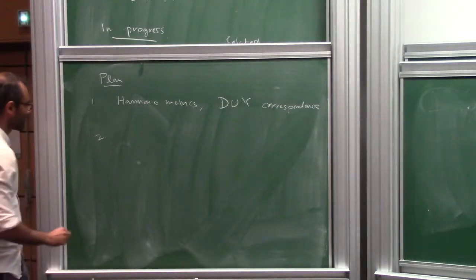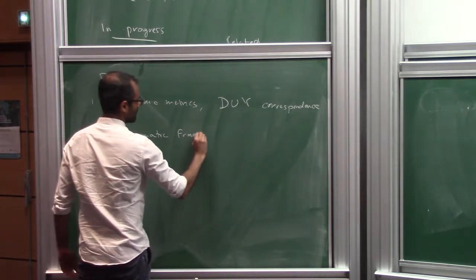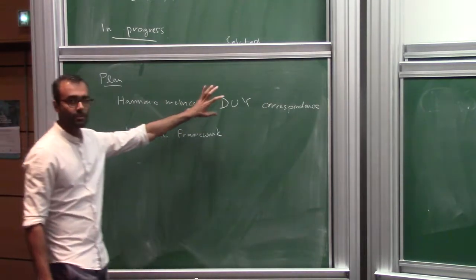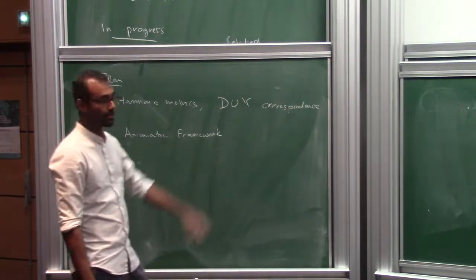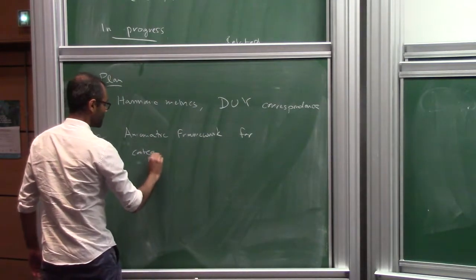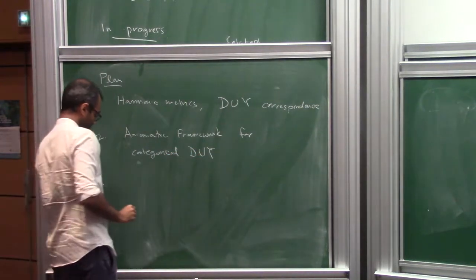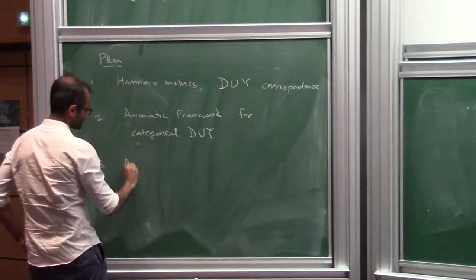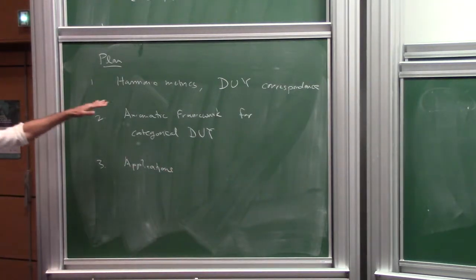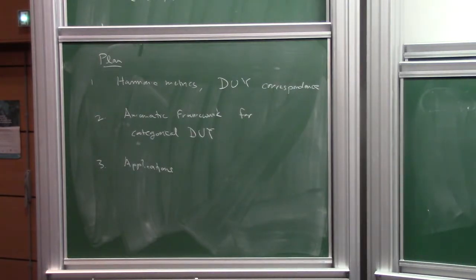Then I want to explain an axiomatic framework for trying to formulate a Donaldson-Uhlenbeck-Yau correspondence and hopefully prove it in some cases in categorical non-commutative geometry. And then finally, we describe some applications. Before the axiomatic framework, I'll give some examples, and the applications will be applying the axiomatic framework to those examples. Okay, so what's the basic idea here?